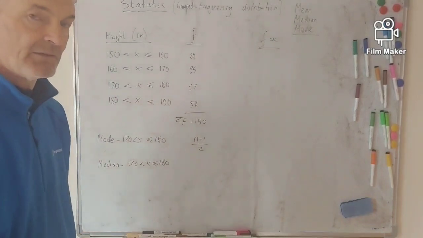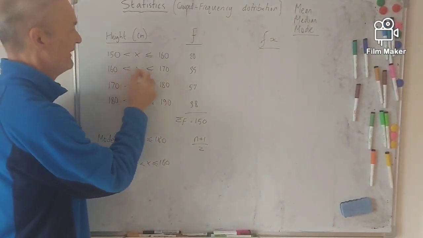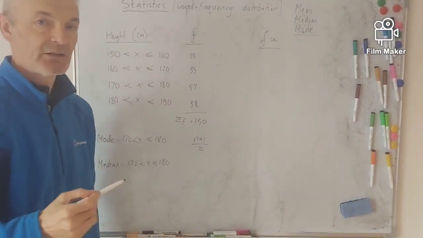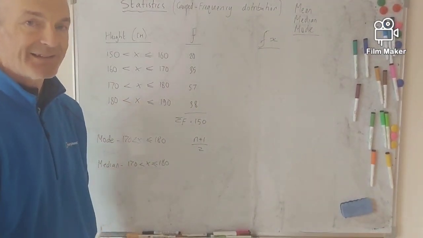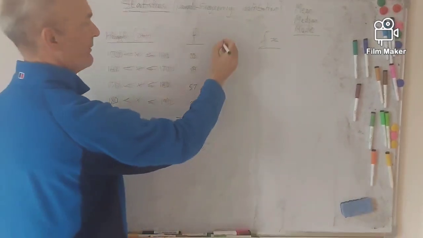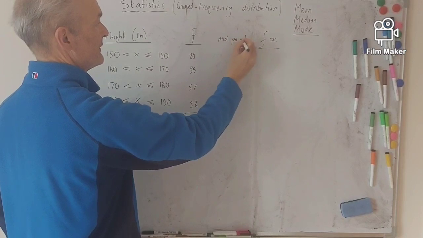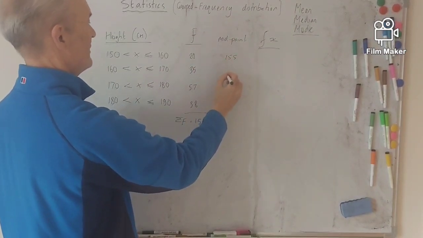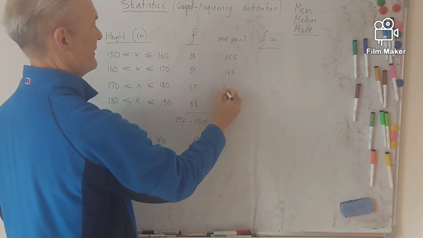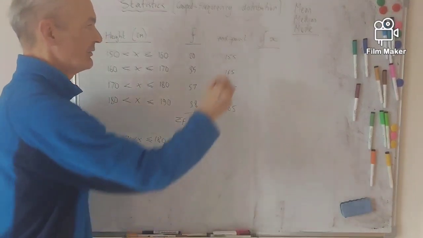So what we've got to do is decide on a value between these two, which is going to best reflect the data. And the easiest thing to do is to take the midpoint. So in here, we're going to have the midpoint. So we're going to get 155, 165, and 185.